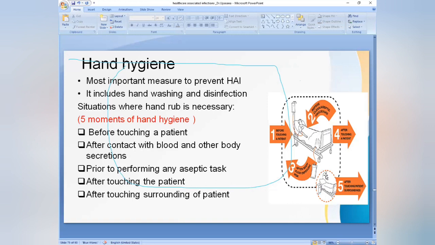I think by now everybody might know about hand hygiene. What are the 5 moments of hand hygiene? This picture is very well known and renowned. So when do we use the 5 moments of hand hygiene? Before touching the patient, after contact with any body fluids or other body secretions, before any aseptic procedure, after touching the patient, and after touching the surroundings of the patient. These are the 5 crucial moments for hand hygiene.